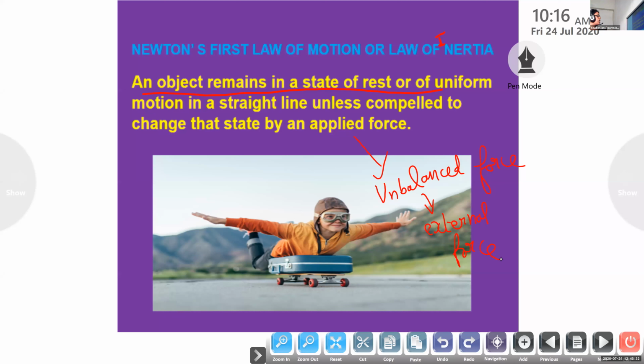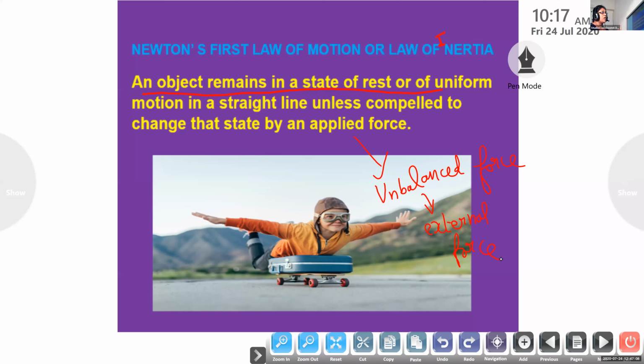So Newton's first law states that a body remains in a state of rest. Suppose you are on your chair, you remain there for a long time until someone comes and pushes you. Similarly, a body in motion in a straight line. Just like this girl is skating, lying on the suitcase on top of the skating board, balancing herself by stretching her hands, and she is moving in a straight line because of this. Unless we apply any force on her, she will continue moving.